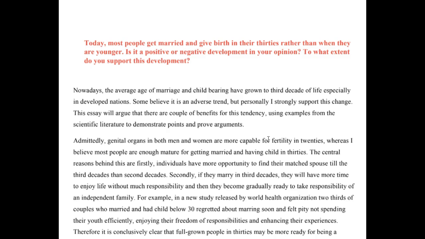Whereas I believe most people are mature enough to do something. We say mature enough to do something. So mature enough to get married and have children in their 30s. Several reasons behind this are, firstly, individuals have more opportunity to find their matched spouse.